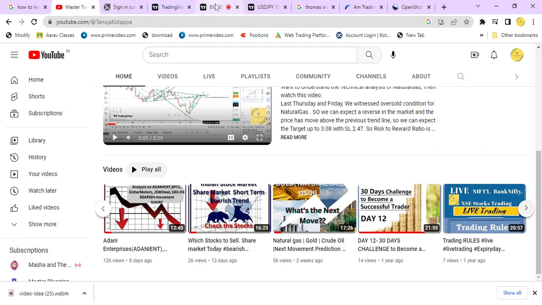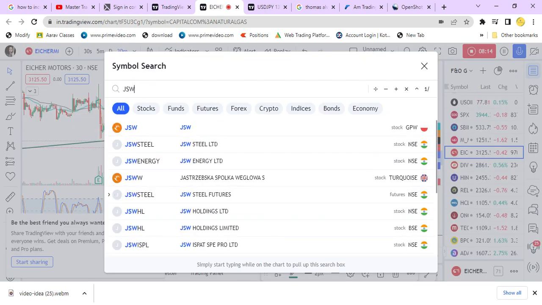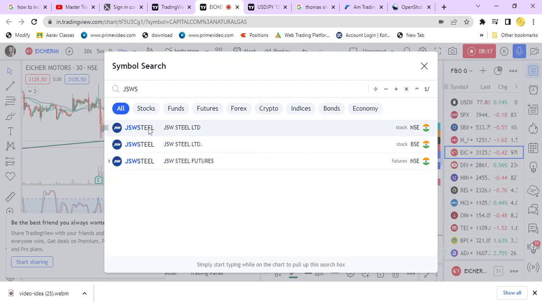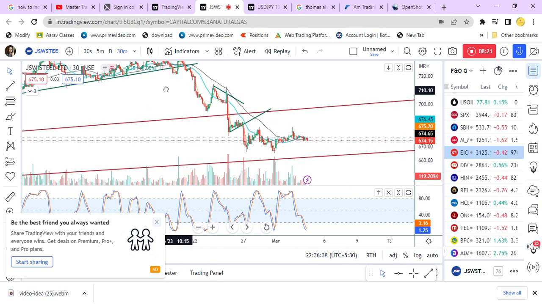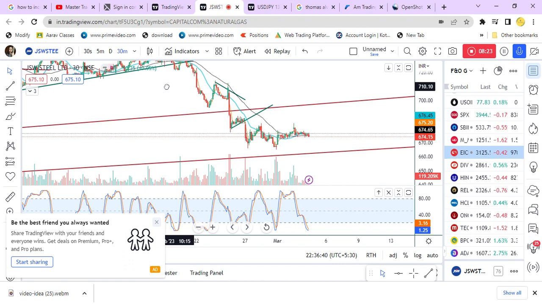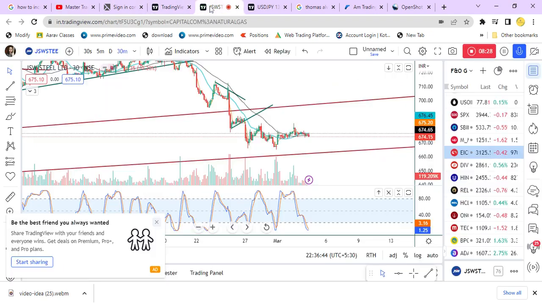Next, the JSW Steel. Except BPCL, we are all on profit. So Adani and both the sides, and BPCL no profit, and another is Eicher Motor, we are on profit. Let us analyze JSW Steel.